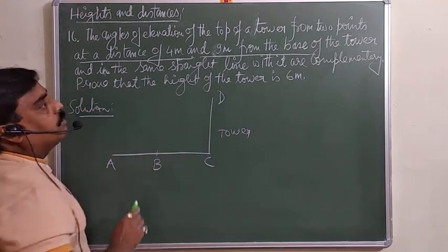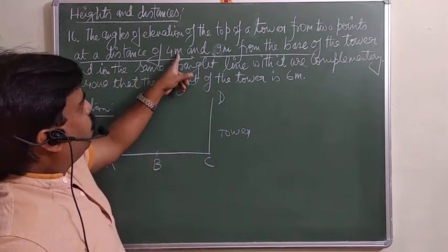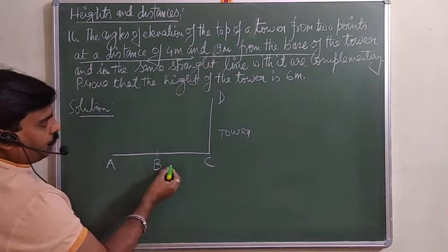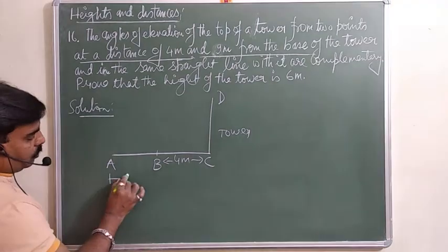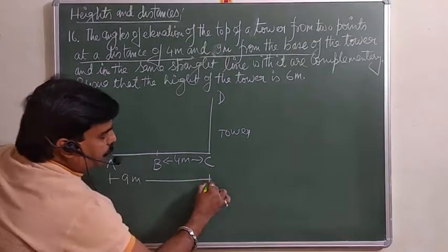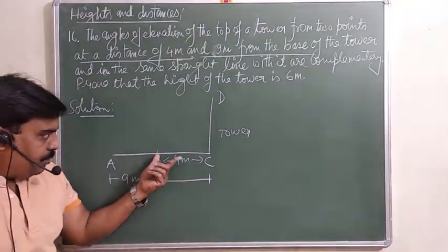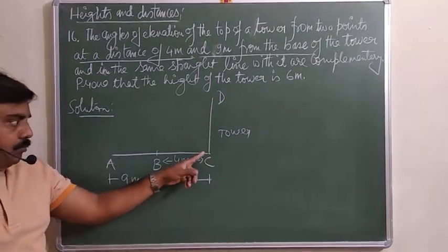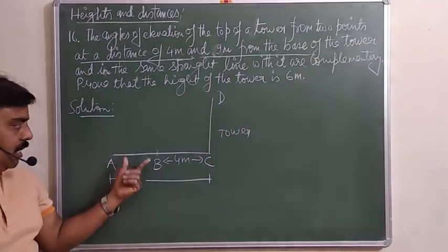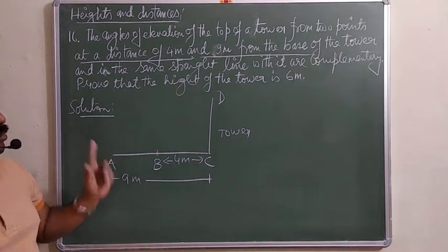This is 4 meter and 9 meter. So one of the points is 4 meter away from this one. Later this is your 4 and this is your 9 meter. See now, the important point is that this point B is from the tower's bottom, and A is from the tower's bottom, that is 9 is there, not from the point B. So you should be very careful.